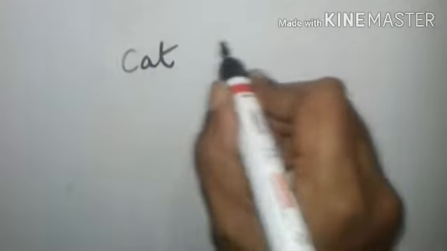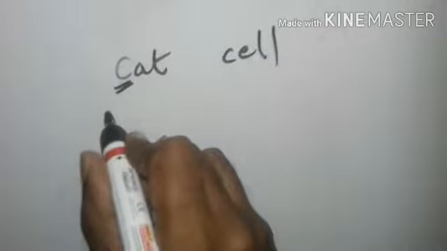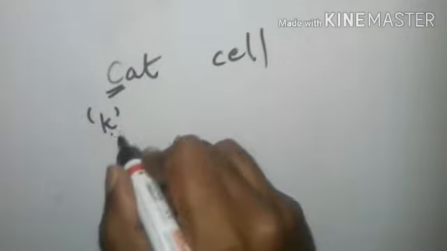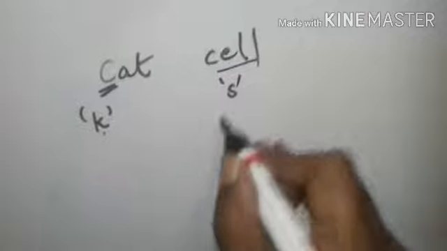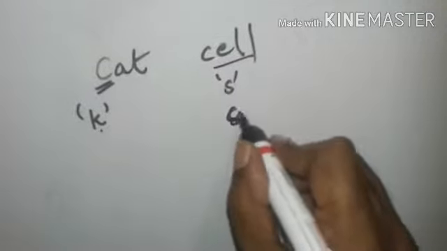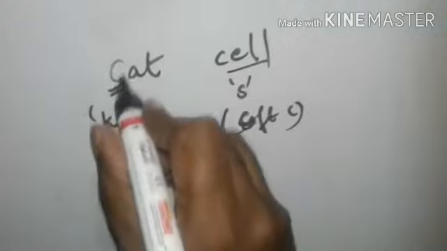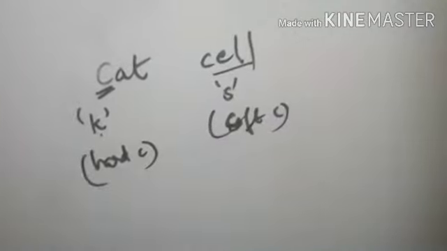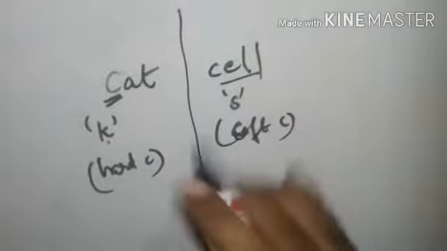When you teach the spelling of cat and cell, notice that in cat, C is pronounced as K, where you say cat and you don't say sat. And in cell, you pronounce it as an S sound, and we call this the soft C. Here we call it the hard C.